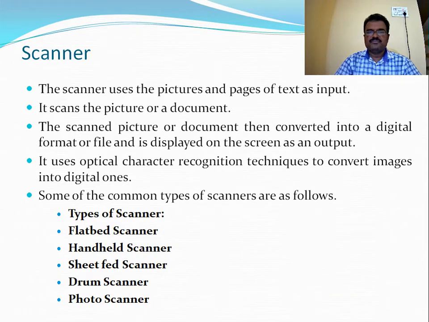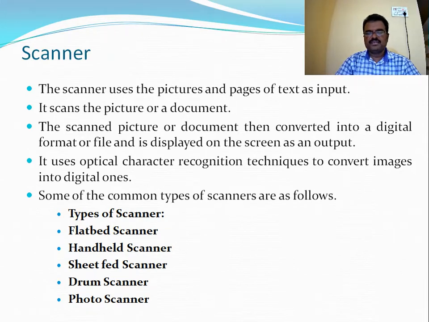The scanner scans a picture or a document. The scanned picture or document is then converted into a digital format or a file and is displayed on the screen as an output. The scanner uses optical character recognition techniques to convert images into digital ones. Some of the common types of scanners here we can see: flatbed scanner, handheld scanner, sheet fed scanner, drum scanner, and photo scanner.